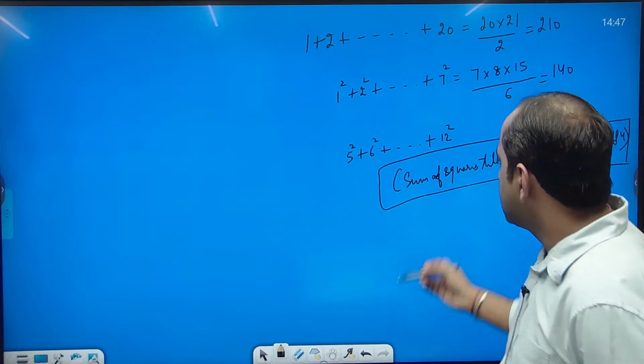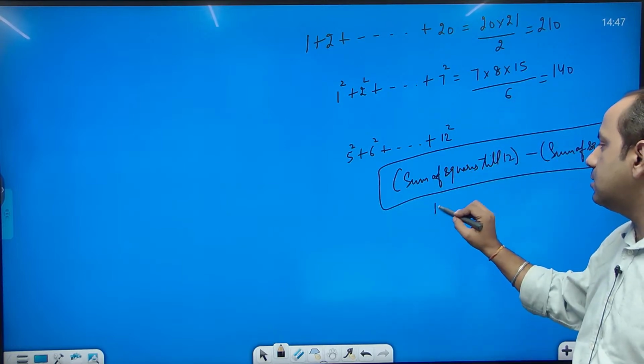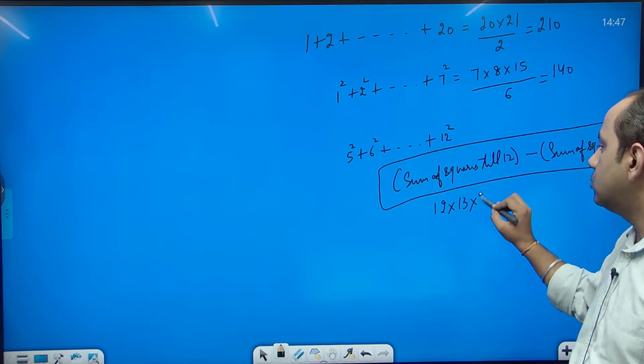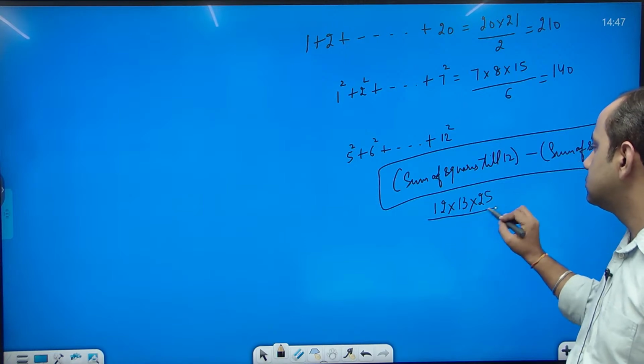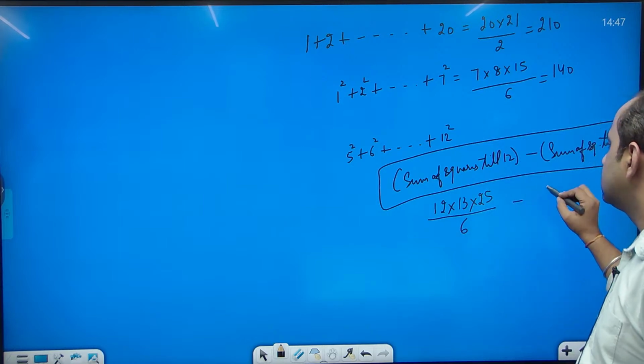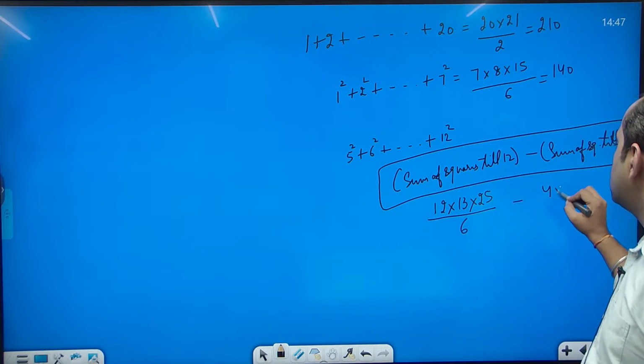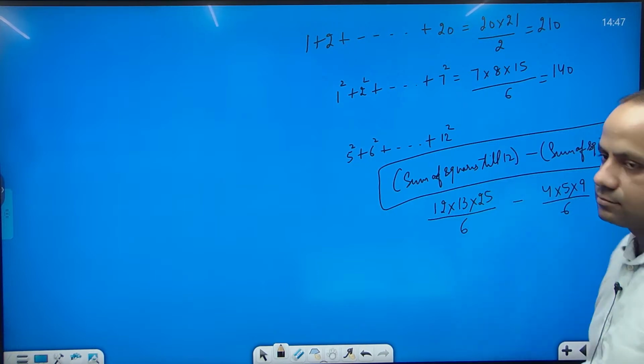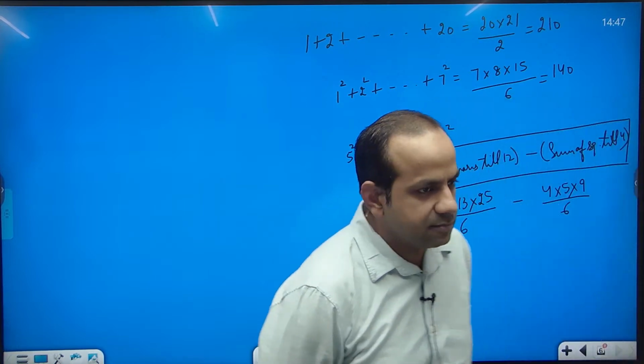Okay. So the sum of squares till 12 will be n into n plus 1 into 2n plus 1 upon 6, minus n into n plus 1 into 2n plus 1 by 6 for n equal to 4. I hope this is clear.